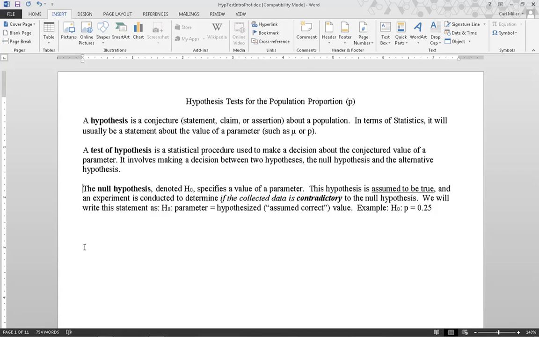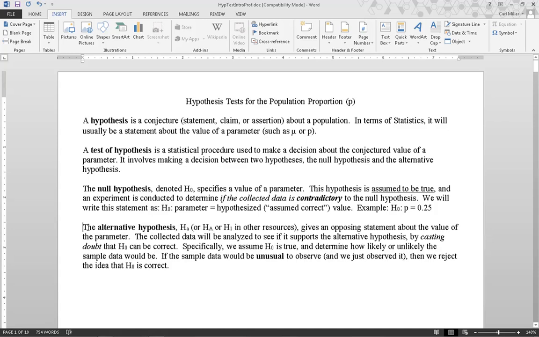The null hypothesis, denoted as H sub 0, specifies a value of a parameter. This hypothesis is assumed to be true, and an experiment is conducted to determine if the collected data is contradictory to the null hypothesis. We will write this statement as H sub 0: parameter equals a hypothesized or assumed correct value. For example, we might write H sub 0: p equals 0.25.